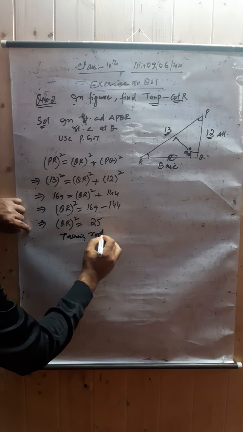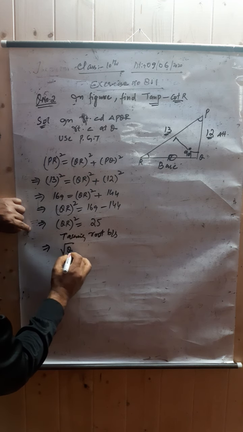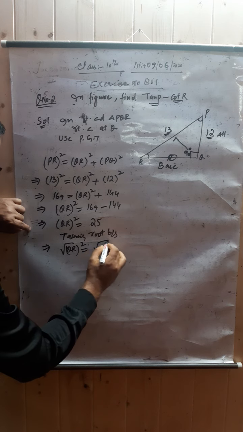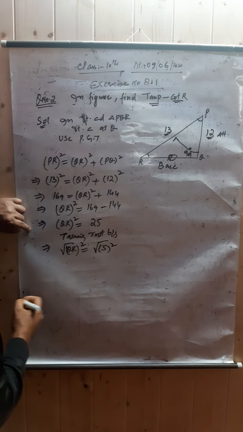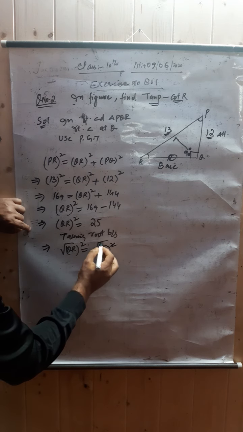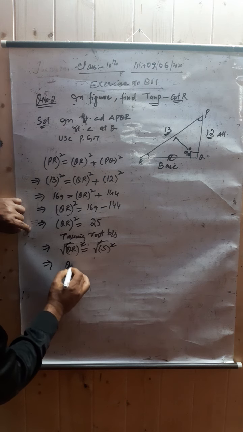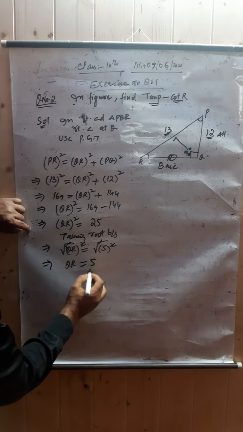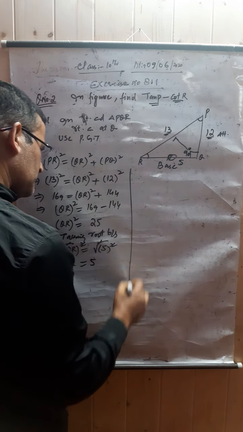Once we take the root, we get the root of QR square is equal to the root of 25, which is 5. The square and root cancel out. In this manner we get the side without square, that is QR, and it is equal to 5 centimeters. So the base here is 5 centimeters.